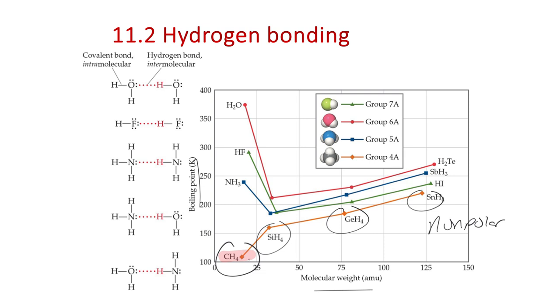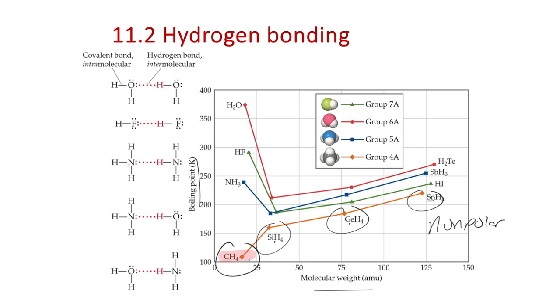As you go from CH4 to SiH4, SiH4 is bigger, therefore has a stronger dispersion force, therefore has a higher boiling point. GeH4 is even bigger, therefore has an even higher boiling point. SnH4, even higher. So nothing too crazy going on here. This is the same trend as F2 to Cl2 to Br2 to I2, an increase with the same trend.